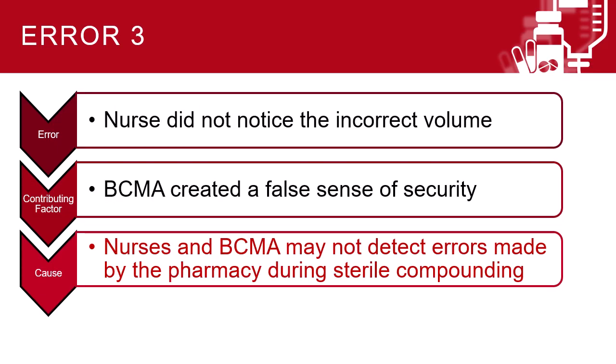And finally, the third error that occurred in this case is that the nurse did not notice the incorrect volume. Barcode medication administration of the pharmacy label gave the nurse a false sense of security. Nurses and barcoding may not detect errors made by the pharmacy during sterile compounding.